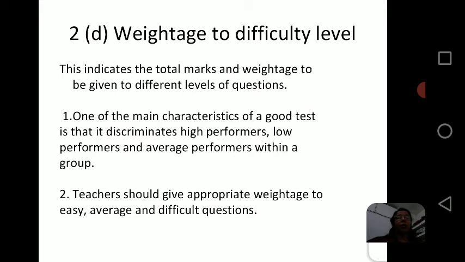After analyzing the achievement test, we can classify the learners into average learners, gifted learners or intelligent learners, poor learners, etc. Then for this we have to include different levels of questions with respect to the difficulty. Teachers should give appropriate weightage to easy, average and difficult questions. See this table.